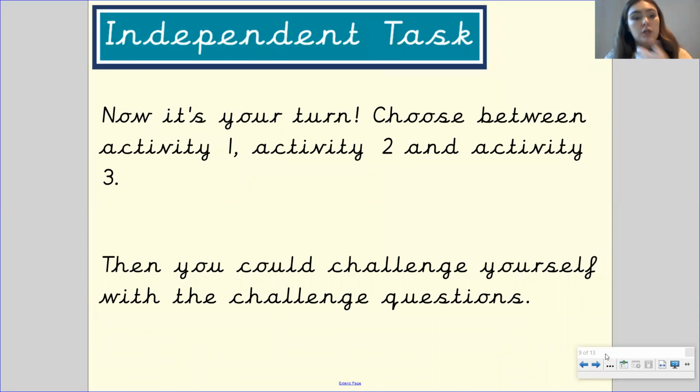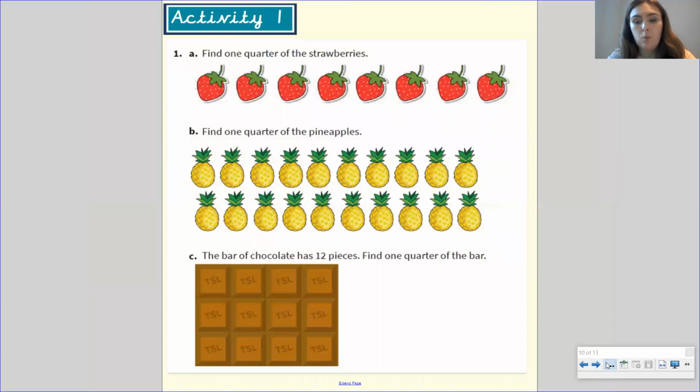Okay, now it's your turn. Choose between activity 1, activity 2, and activity 3. And then you can challenge yourself further with the challenge questions. So, activity number 1. Let me get my highlighter out. You need to find 1/4 of the strawberries below. So you need to share them into 4 equal groups. And B, find 1/4 of the pineapples. And then C says the bar of chocolate has 12 pieces. Find 1/4 of the bar. Pause here if you are completing activity number 1.